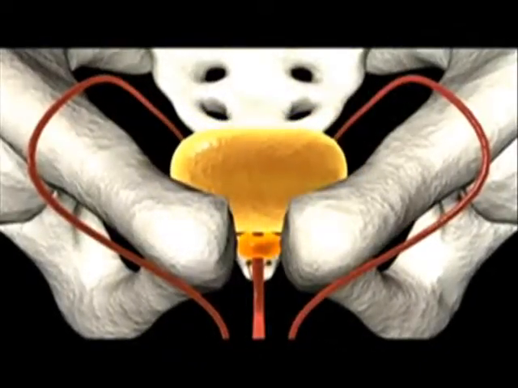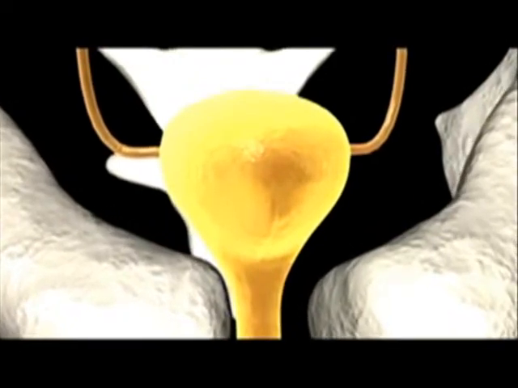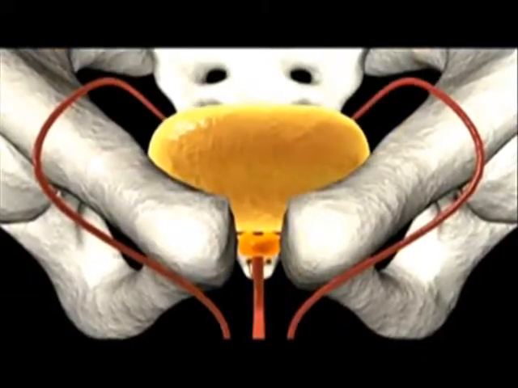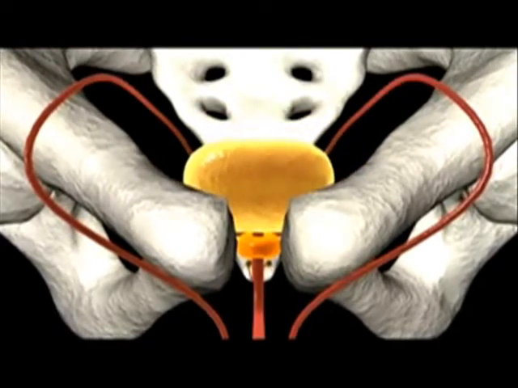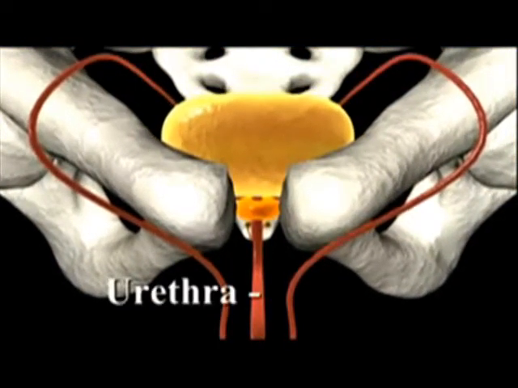bladder distension becomes acute. The average adult bladder will hold about 500 milliliters or approximately a pint of urine, but the urge to urinate is triggered by considerably smaller accumulations. Urine completes its journey to the outside through a single narrow tube called the urethra.